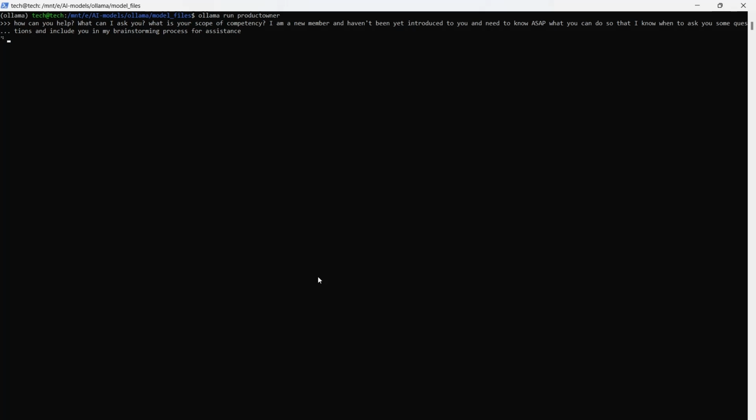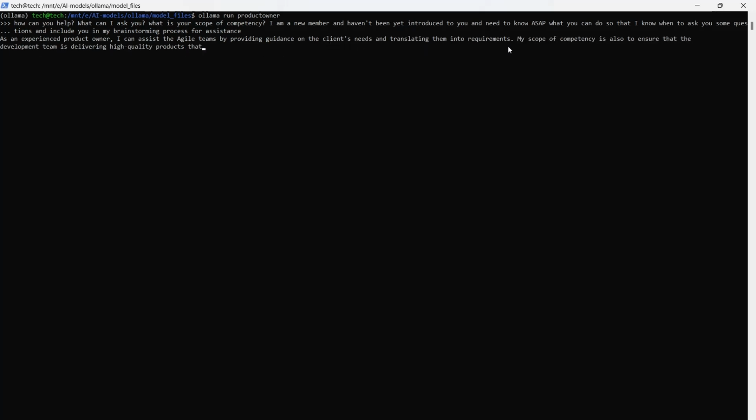So this kind of prompt can be very good just to see what the scope is, and from the answer you can go back to your settings in the model file and change the system prompt to have it closer to what you really need the agent to do.